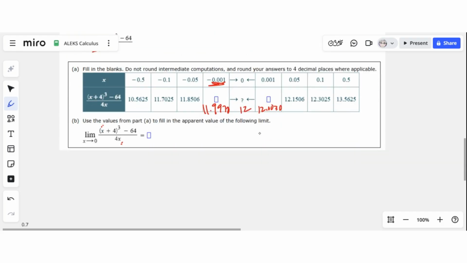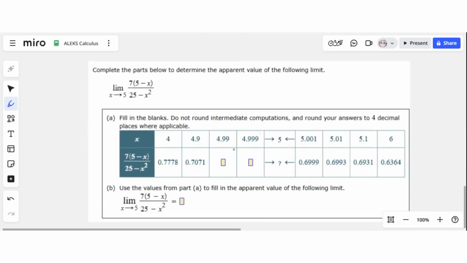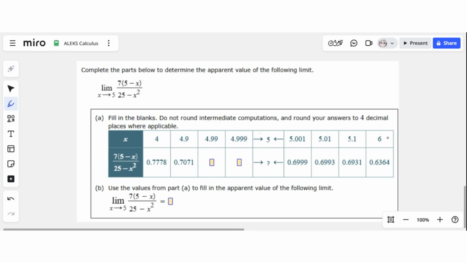Okay, let's look at another one. Same kind of thing going on. We have the limit as x approaches 5 of this function. They've done a bunch approaching from the right. They put in a 6, a 5.1, a 5.01, a 5.001, and we've got 0.63, 0.69, 0.699, 0.6999. So already I've got a good guess of what this is going to be. I think it's going to be 0.7.